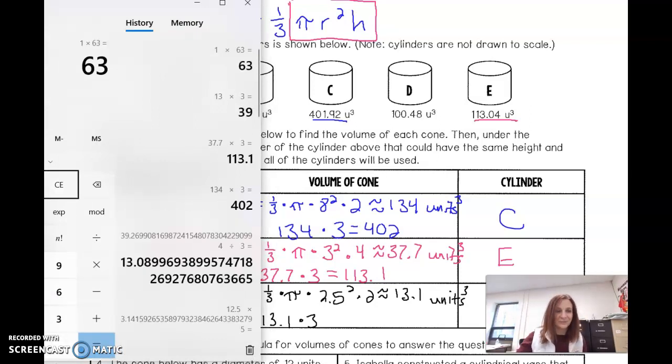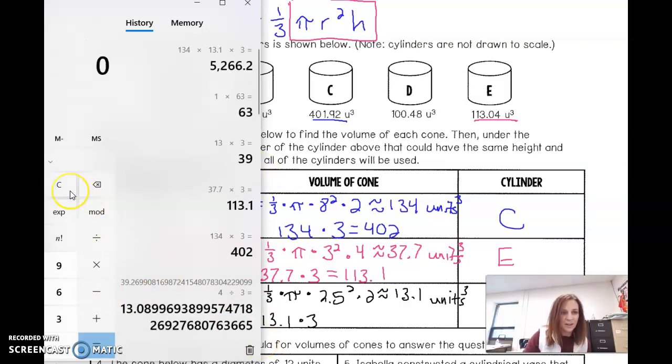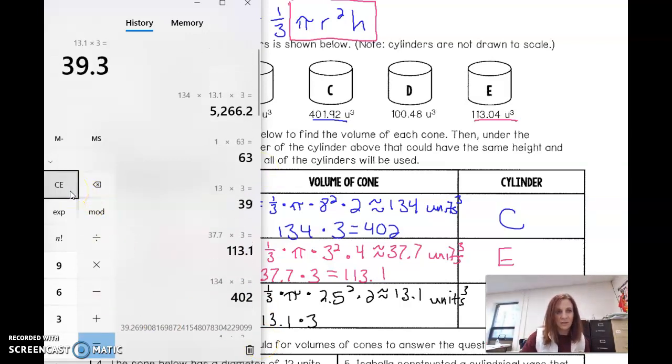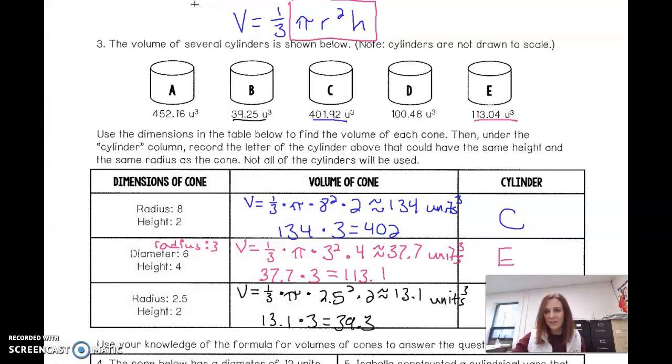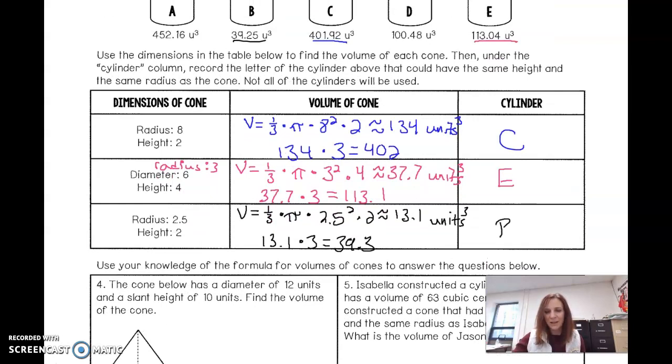All right, and then finally, I'm going to take 13.1, the volume of my cone, multiply it by 3. 13.1 times 3 is 39.3, which I should have known. Sorry. So if I look up here, ooh, 39.25, that seems to work for me. So that's B. All right. So this problem, all it wanted to do is really focus on the relationship between the formula for volume of a cylinder and volume of a cone. Okay? A couple examples and we will be done.